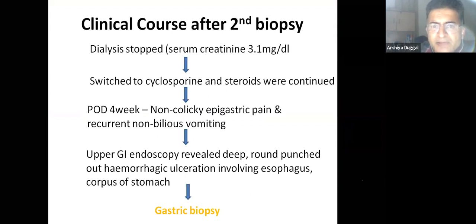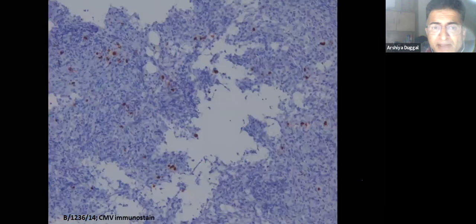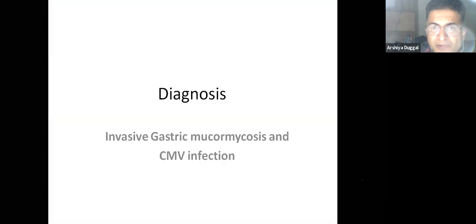So at POD fourth week, there was a non-colicky epigastric pain and recurrent non-bilious vomiting. Upper GI endoscopy revealed deep round punched-out hemorrhagic ulceration involving the esophagus and corpus of stomach. And this is not related to renal pathology, but this biopsy showed mucormycosis. You can see the broad non-septate hyphae of mucor, because obviously ABO-incompatible transplants are heavily immunosuppressed. In addition to that there were some large cells also, so we did a CMV stain also which was positive. So it was a combination of mucormycosis and CMV infection.